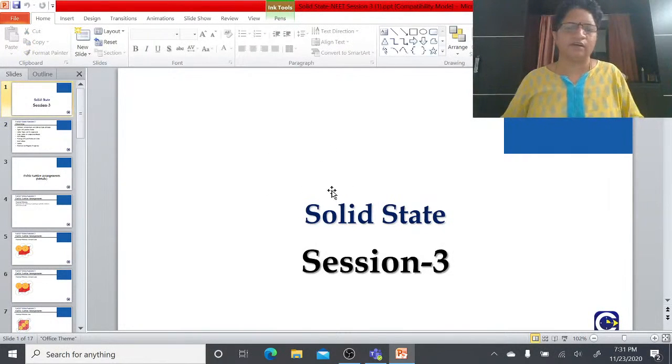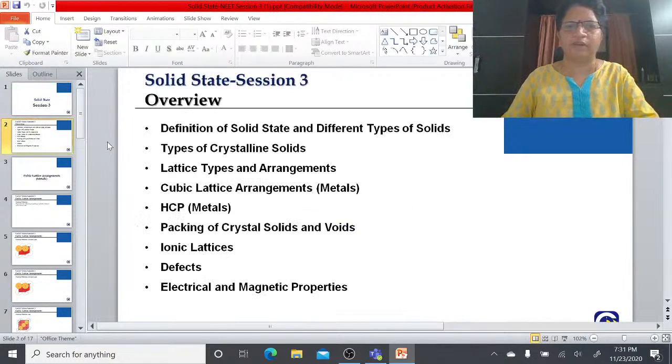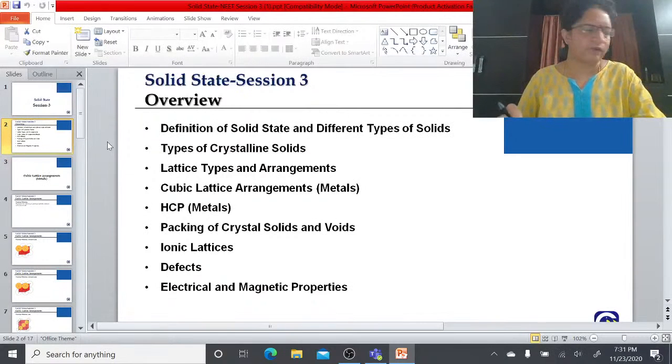Let me start with the solid state, the session, third class. If you do remember, last week we have taken different types of solids, crystalline and amorphous solids, and simple arrangements, and then calculating the effective number of lattice points in FCC, body centered, and simple cubes.